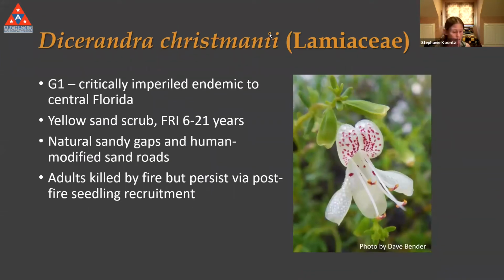Dicerandra christmanti is a G1 critically imperiled species endemic to Florida, and it's found only on yellow sand soils of Florida scrub, growing in sandy openings within the shrub cover. These openings are known as gaps, and they're not very big. They're only a few square meters in area, but they're home to many of the endemic species that we work on, including Dicerandra christmanti.